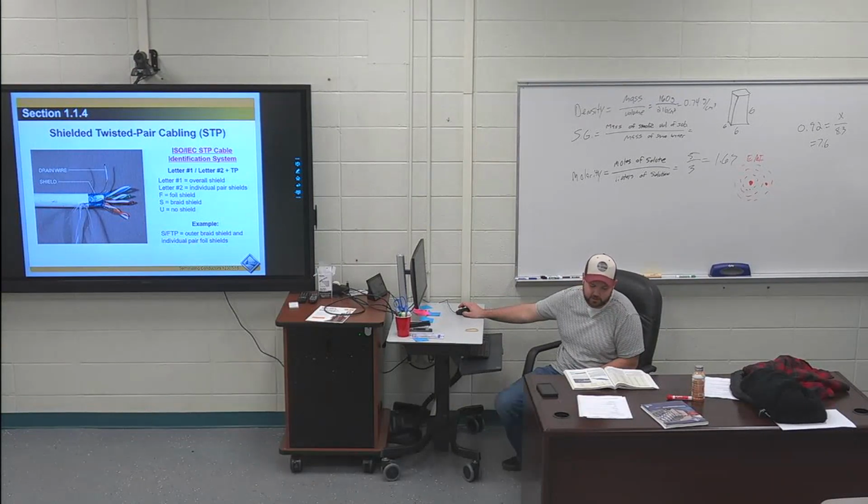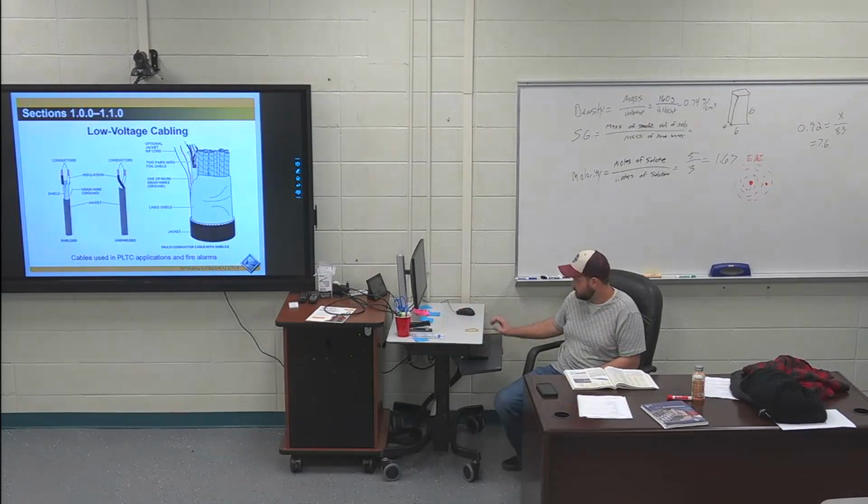The next sentence is highlighted. UFTP indicates a cable with no overall shield, but with an individual pairs foil shielded. So that means it would not have this, but each one of these pairs would have a shield. And then the next sentence is highlighted. SFTP indicates a cable with both an overall braid shield with individual pairs foil shielded. So that'd be like this. Each one has a shield around it, and then the whole cable has a shield around it. Those are the highly missed questions on this test. You need to know the difference between SUTP, UFTP, and SFTP.